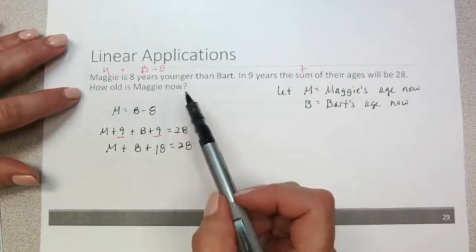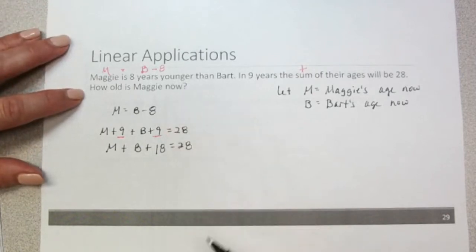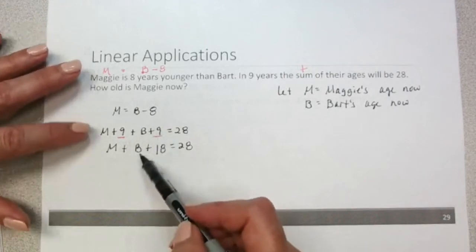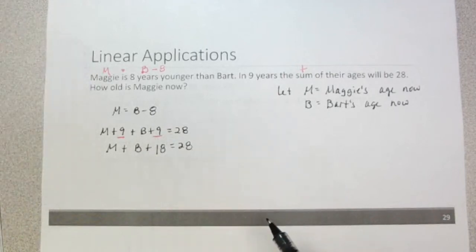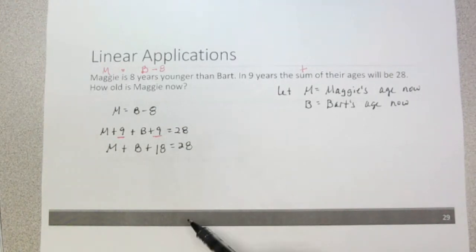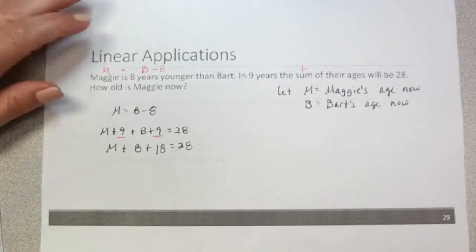Okay. Now, what am I solving for? Well, what I really want to know is how old Maggie is right now, don't I? But I got this M and this B. I got both of them in there. I know that Maggie's 8 years younger than Bart. If I can find Bart's age, well, then I would know Maggie's age, right? That's one way to approach this.